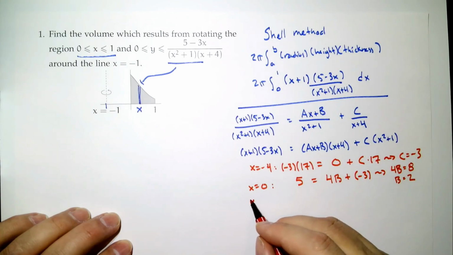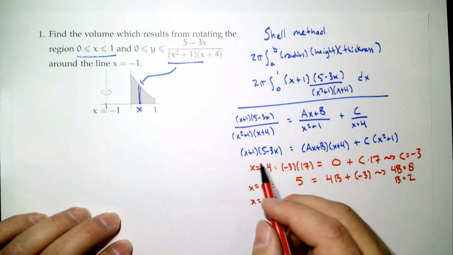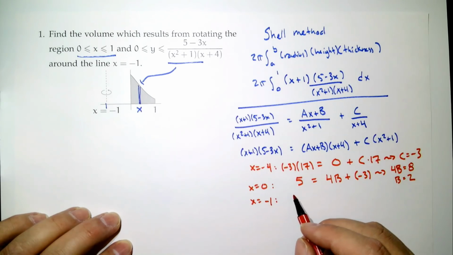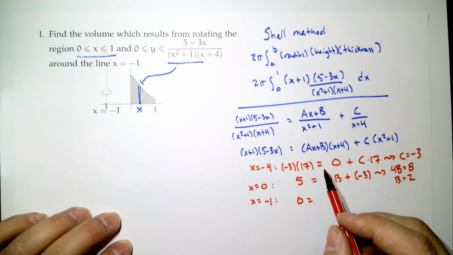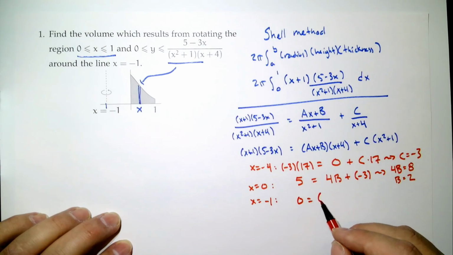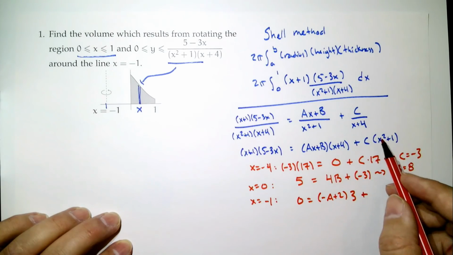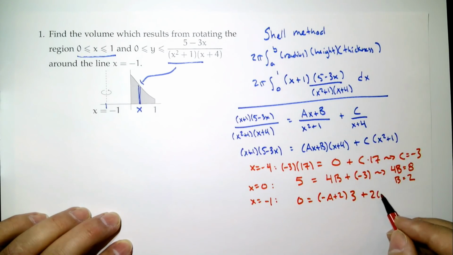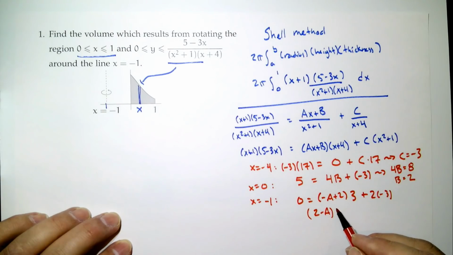So if I keep plugging in values, say I plug in negative 1. Why not? If I plug in negative 1, what do I get on the left-hand side? I get 0, because x plus 1 would be 0. Then I'm going to get minus a plus 2 times 3 plus 2 times c. Well, that's 2 times negative 3. So if we start moving stuff around, we get 2 minus a times 3 equals 6, so 2 minus a equals 2.